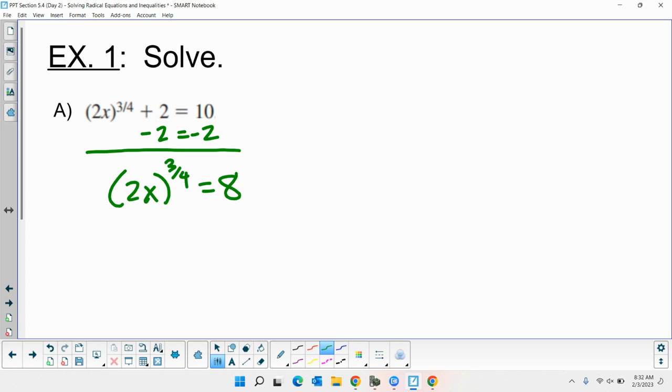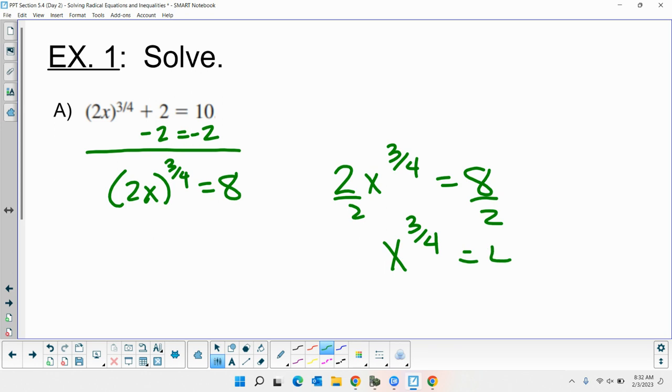Okay. Now, since that 2x is in parentheses, it's isolated. If it was just, this is different. I'd still divide by 2 in this one on the right. I'd have to do this. And then it would be x to 3/4 equals 4. But since that's in parentheses, that means the 2 and the x are raised to that power.